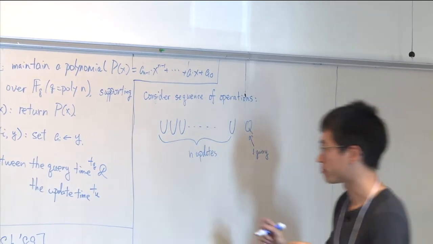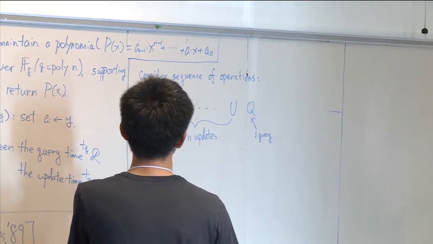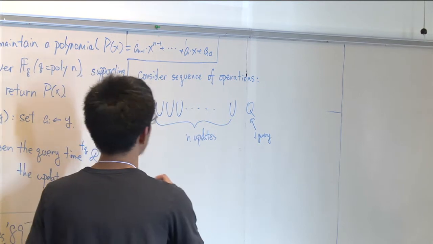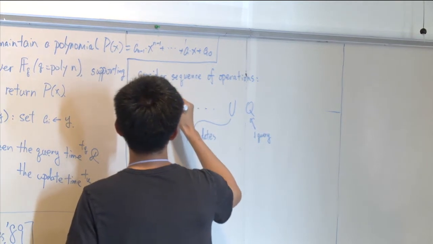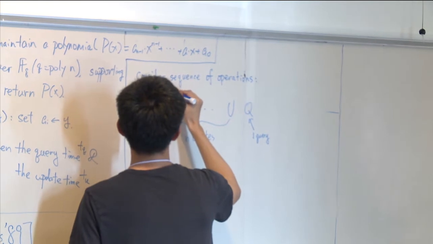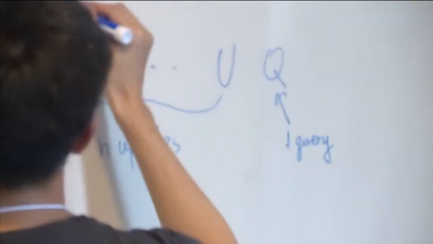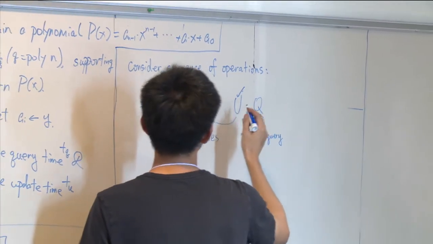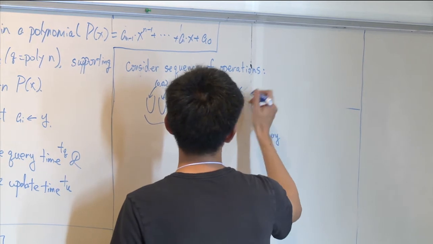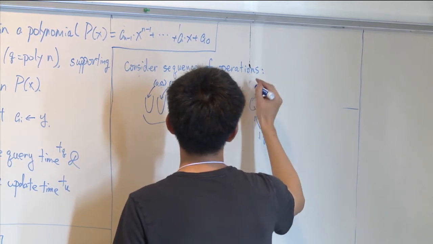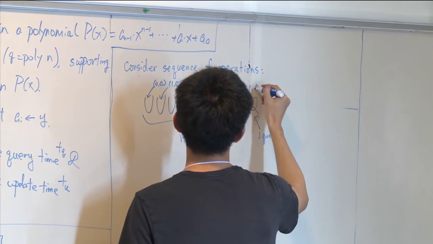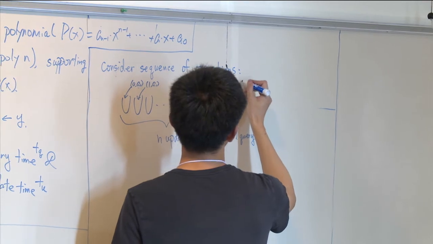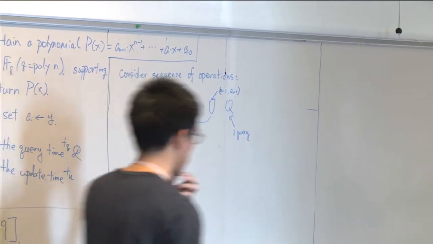For simplicity, for this problem, let's just assume that the ith update will update the ith coefficient. So this update will update the zeroth coefficient, and this updates the first coefficient, and so on. So this sequence of updates after the n updates will actually determine the polynomial. We can assume that the polynomial was 0 at the beginning, but it doesn't really matter for this update sequence.